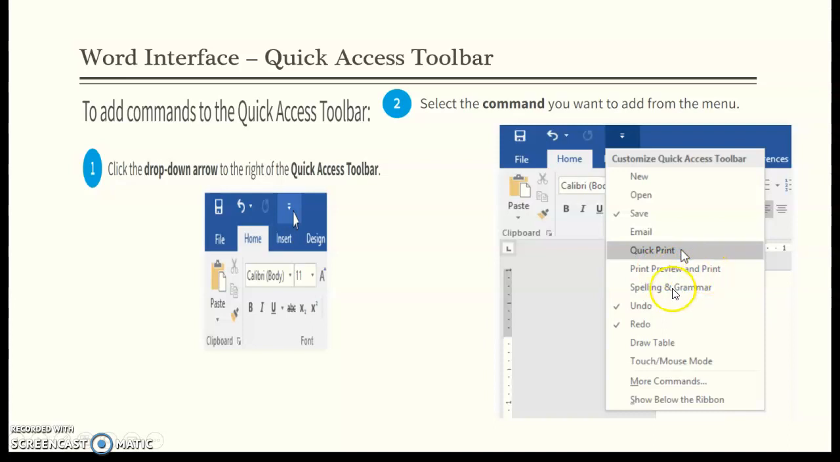Spelling and grammar, that's a good option to have on your Quick Access Toolbar. If you use numbering or bullets a lot and you want to have that option up here, or you want to have copy up here, anything that you want to add, you could go to More Commands and select anything and everything that you want visible on your Quick Access Toolbar. You have control over that.